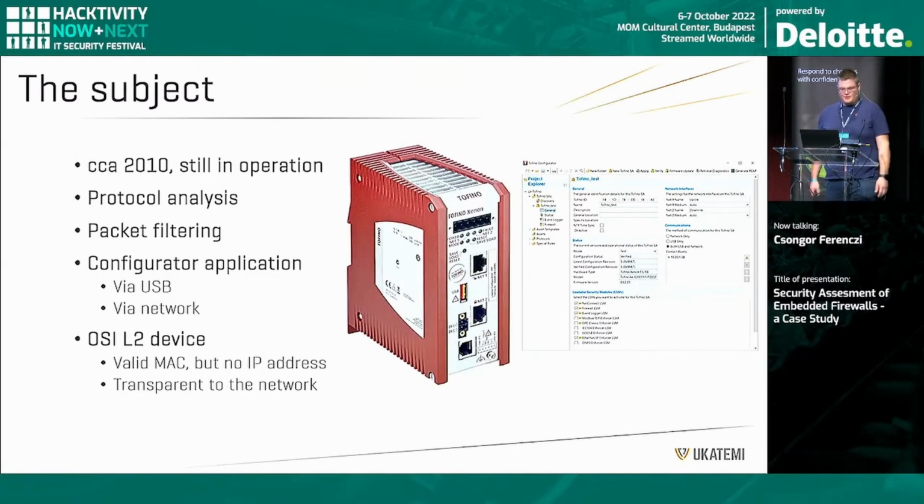So the subject device was made in 2010. And while it can seem that it was a long time ago, industrial devices have a longer lifespan than regular ones, so it is still not obsolete. The device can perform protocol analysis and packet filtering, and it has a configurator application which can be used to configure the device via USB or via the network. The device is a level 2 device, meaning that it has a MAC address, but it does not have an IP address, and in this context, it appears to be transparent to the rest of the network, so it's easily deployable.